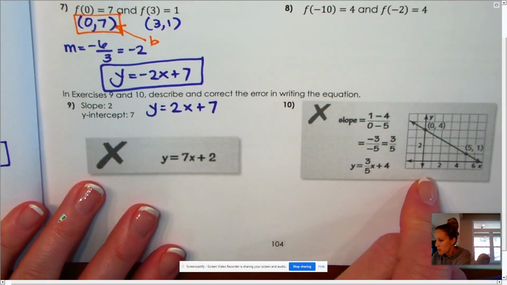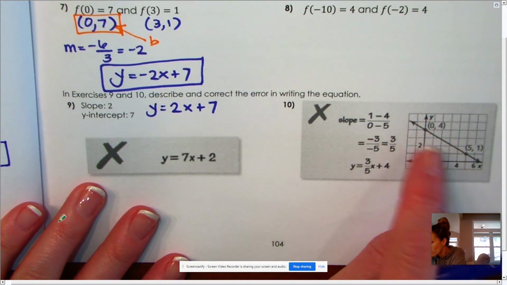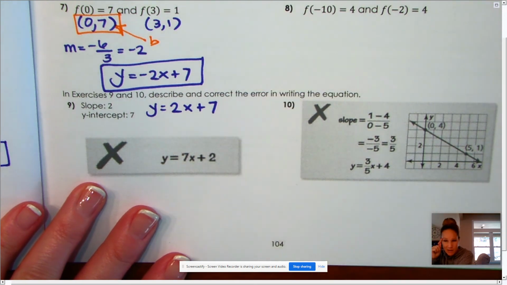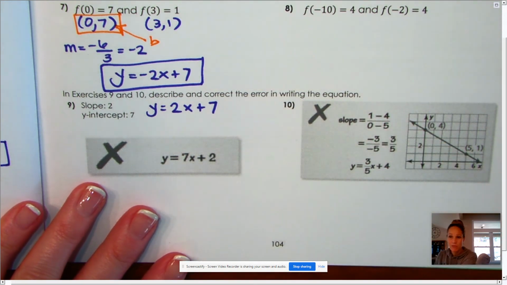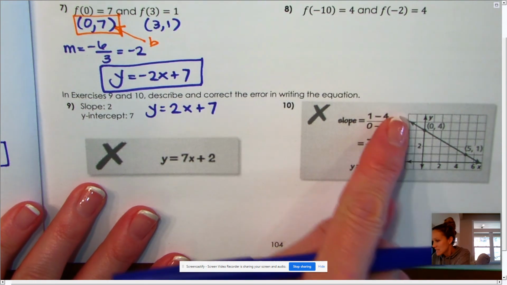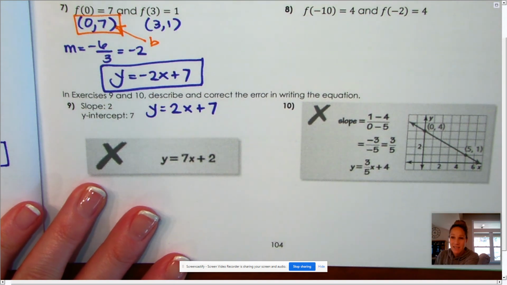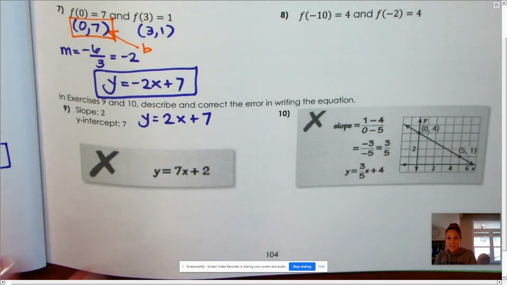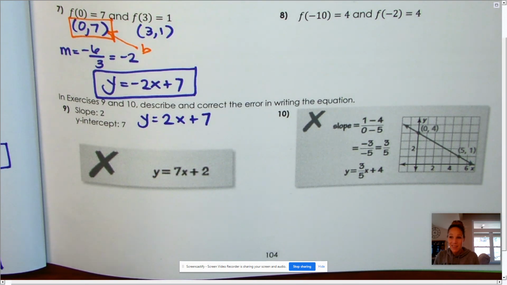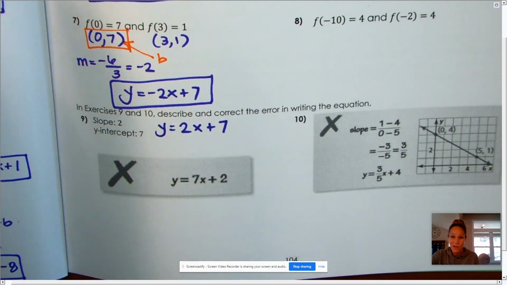All right, same thing with number 10. See if you could figure out what went wrong here. Think about this line is going down as we look at it from left to right. So I know that when a line goes down, that is a negative slope. So you can maybe fix this problem here and describe what happened. And that is it for your 6.1 notes.